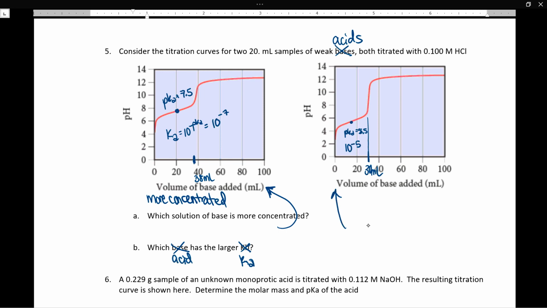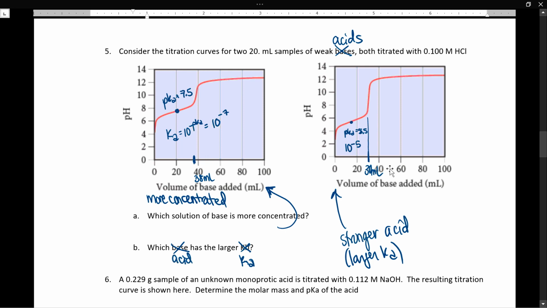So that tells me that this is the stronger acid. It's going to have a larger Ka. Something else you'll notice about it is it has a taller vertical region. That's another indication that this acid is stronger than this one over here.